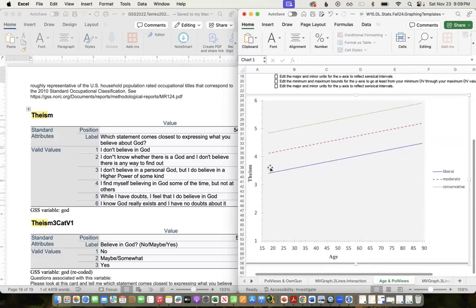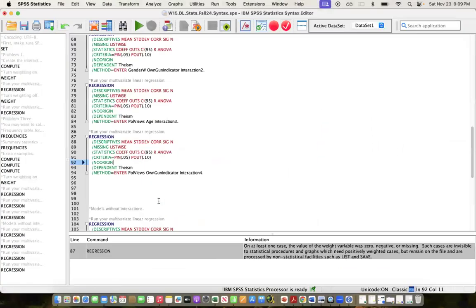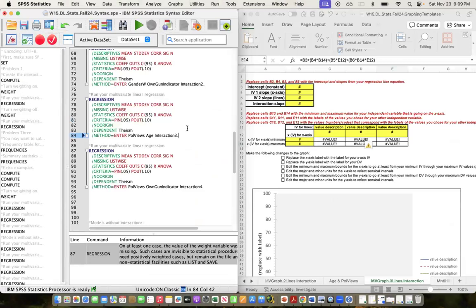But we can see here that as folks get older, their theism is increasing, right? And that there's this gap where conservatives are the most theistic, followed by moderates, followed by liberals. And again, this is just a regular multivariate full model. So these gaps are controlling for age, and this age slope is controlling for political views. So now let's go ahead and do, let's see, this was age and political views.